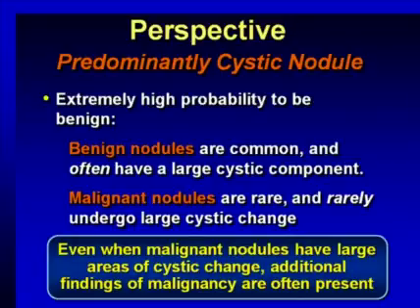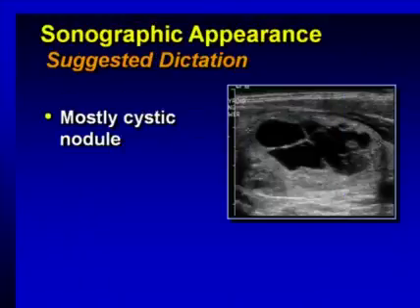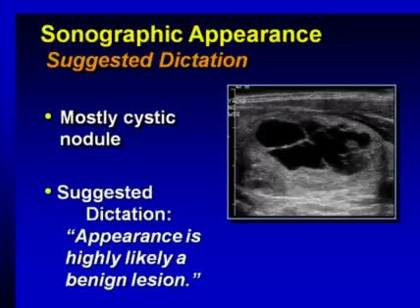And even when they do have large areas of fluid, additional findings of malignancy, such as the microcalcifications, are often present. Our suggested dictation when we encounter a nodule that is predominantly cystic, such as this, is that we say the appearance is highly likely to be a benign lesion.